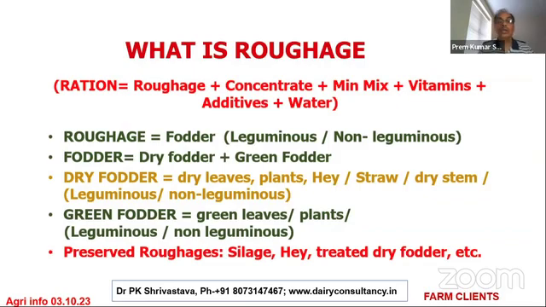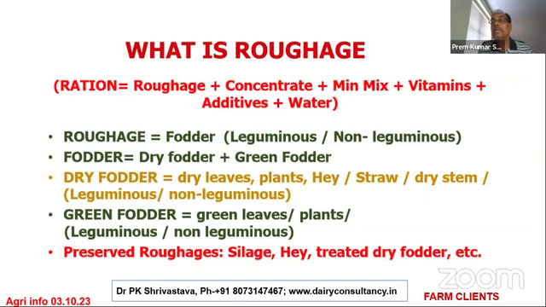So fodder also you divide into two parts: dry fodder and green fodder. We'll be referring to them as GF and DF later on for convenience. Dry fodder is what? Dry leaves, dry plants, hay, straws. These are the dry plants of the different lentils, all those things which are dry. It could be leguminous, it could be non-leguminous. Again, see the division. Now come to the green fodder.